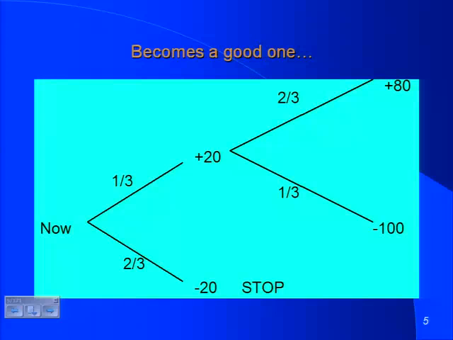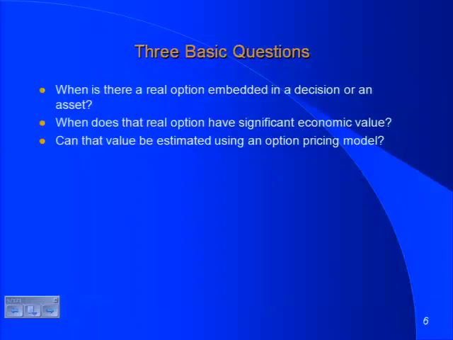So the argument itself makes sense, but I think it's applied in a lot of places it shouldn't be applied. So here's a three-step process we're going to use to decide when it makes sense to apply options and when it doesn't. We're going to start out with a basic question.